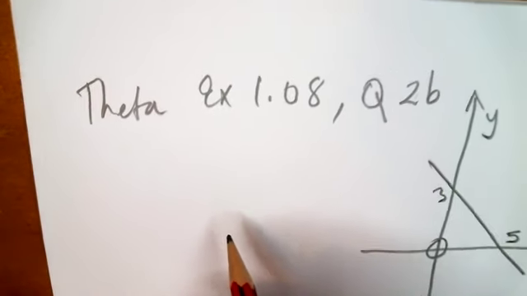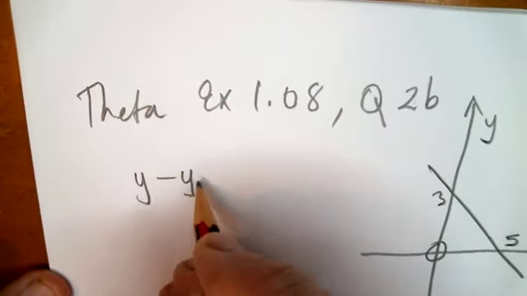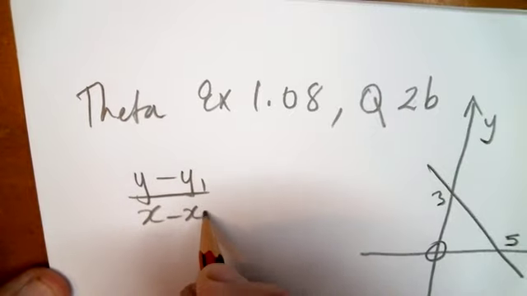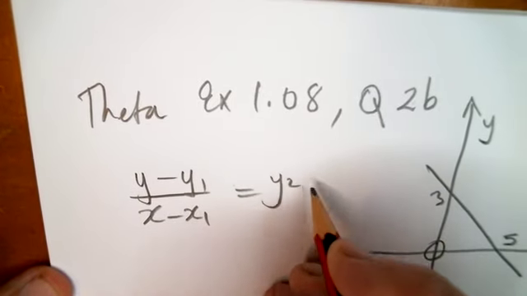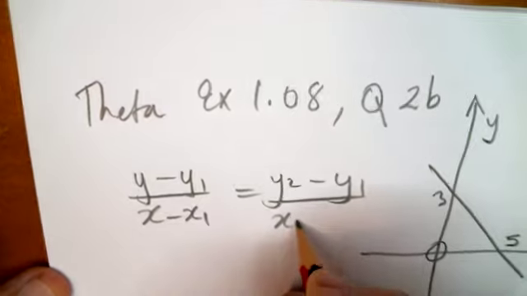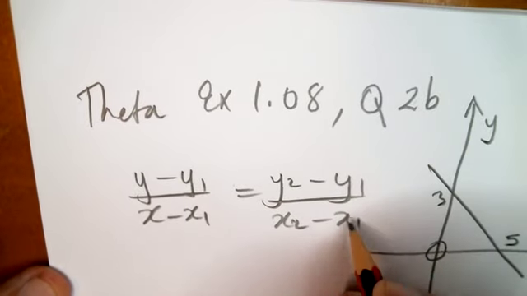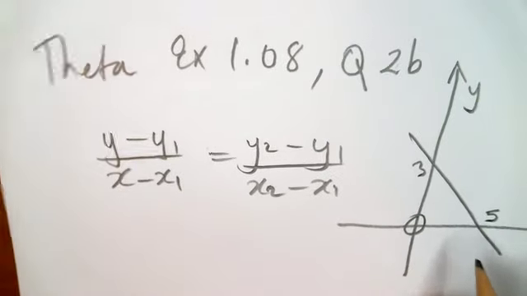So the 2-point equation is (y minus y1) over (x minus x1) is equal to (y2 minus y1) over (x2 minus x1). There, these guys are 2s. These folks are 2s. All right. So let's get some points here.